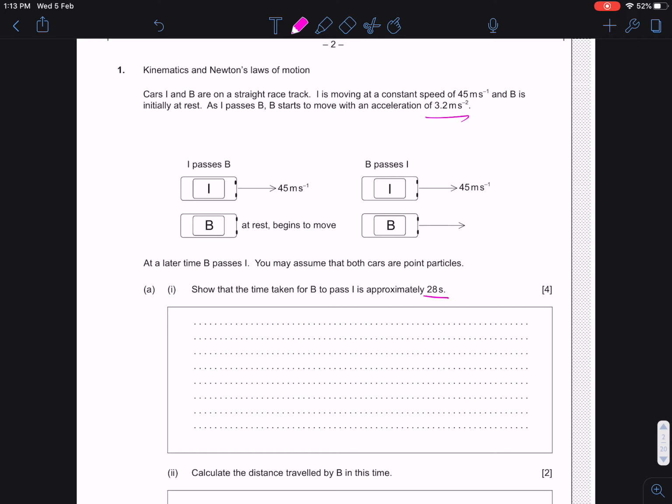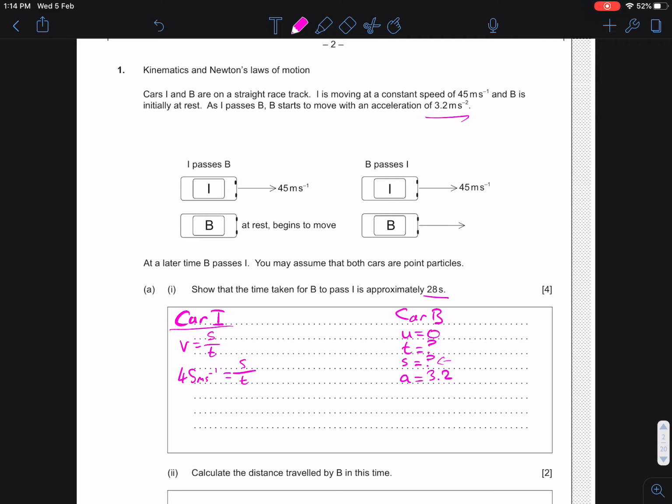So you have two different SUVAT equations going on here. You have a SUVAT for car I, and you have a SUVAT for car B. I is relatively easy because there's no acceleration. So speed equals distance divided by time. You have the speed, 45 meters per second equals distance divided by time, which you don't have either of. For car B, you have u equals 0. You don't have the time yet, but that's what we're trying to prove. You don't have the distance yet. But you do have the acceleration, which is 3.2.